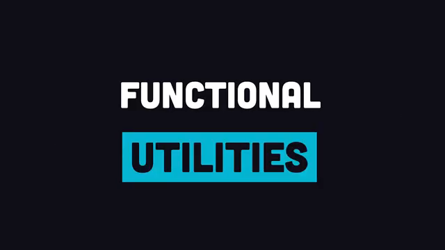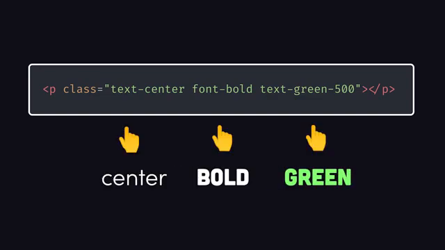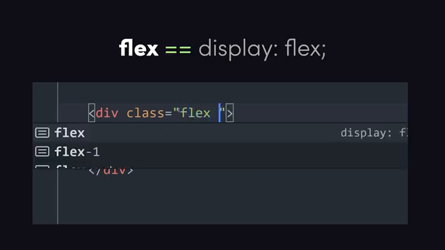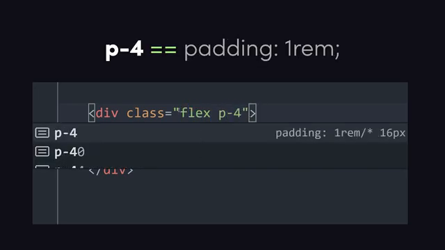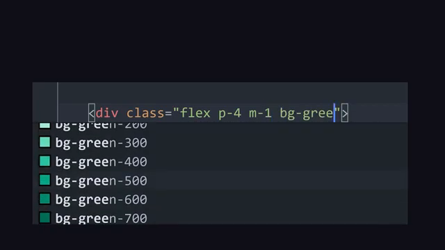Tailwind takes a more functional approach by providing you with utility classes that can be composed together to build components like this. Instead of using the card class like you might in Bootstrap, you combine utility classes like flex to make it a flexbox, p to give it padding, m for margin, and hundreds of others to control things like color, shadows, and so on.